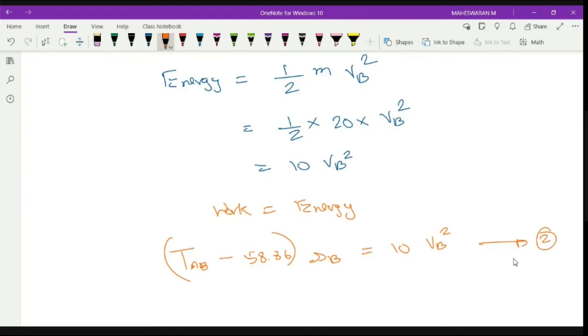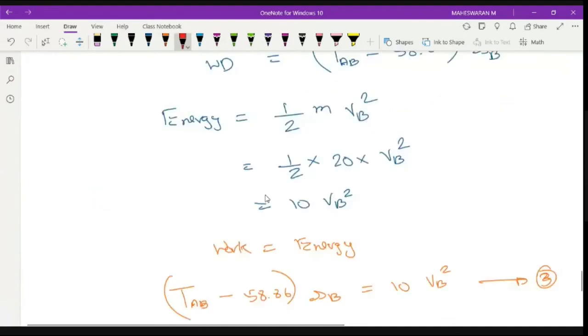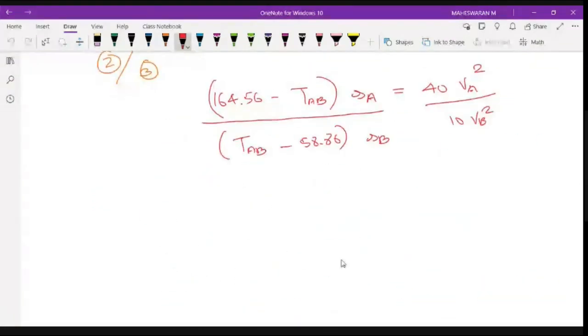Now, you know that there is a relation what we identified. So let me divide 2 and 3. If I divide it, what I will get? You know that SA is equal to SB. Similarly, velocity will also be same. VA will be equal to VB. There is no difference in these things.